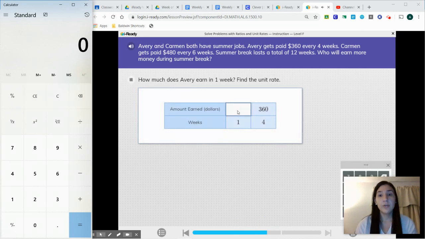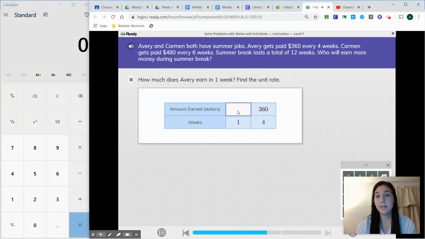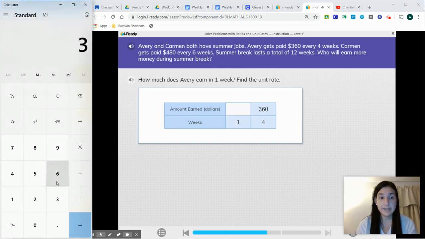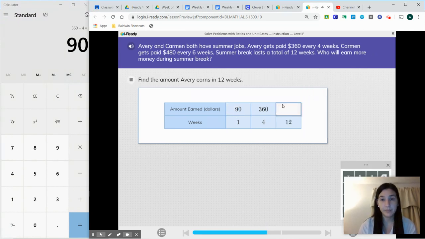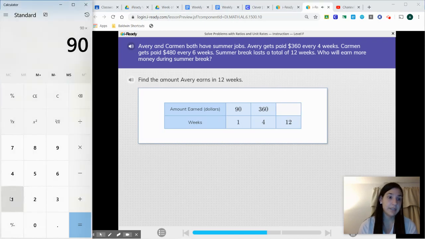How much does Avery earn in 1 week? So we said we did find the unit rate. 360 divided by 4, which gave us 90. So 90 goes in this box. Now we're going to multiply by 12. Find the amount Avery earns in 12 weeks. 90 times 12 will give us 1,080.